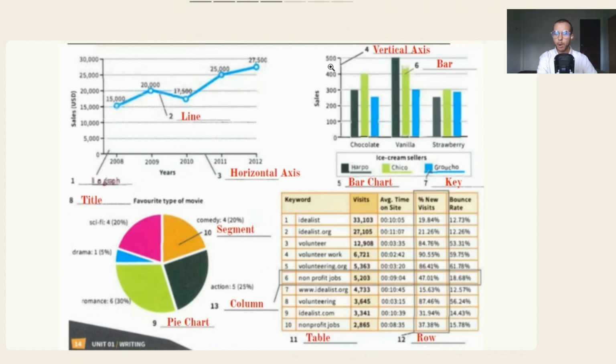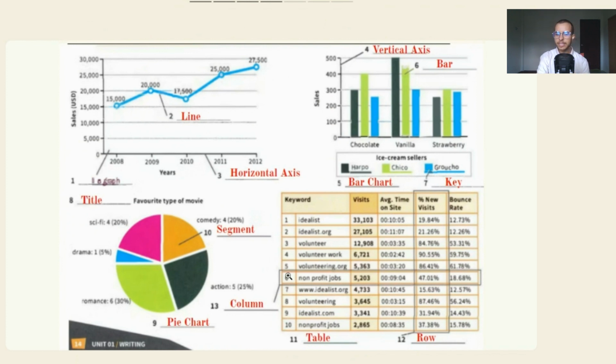Next, we have a bar graph or a bar chart. This is the vertical axis. So on the vertical axis, we usually have numbers. We have one bar, and the bottom here is the key. The key is like the legend or the answers. So it represents each color for each ice cream seller.